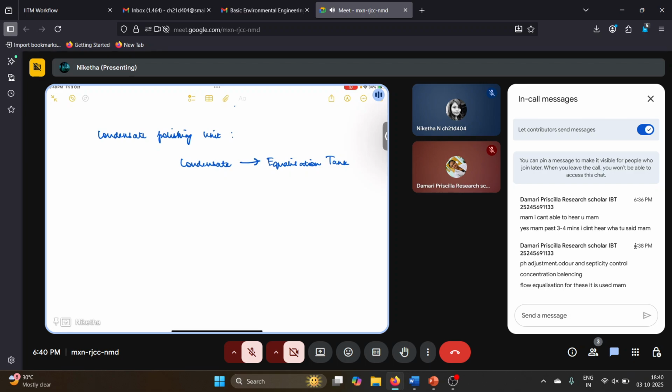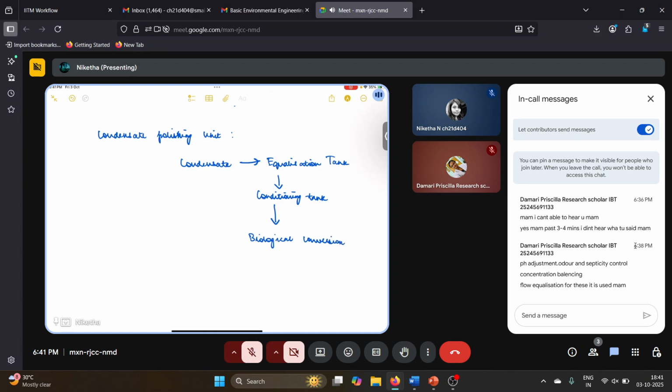Okay. So after the equalization tank, it will go to a conditioning tank. And then this is followed by biological conversion, or a bio process, an anaerobic process from which flammable gases are released.